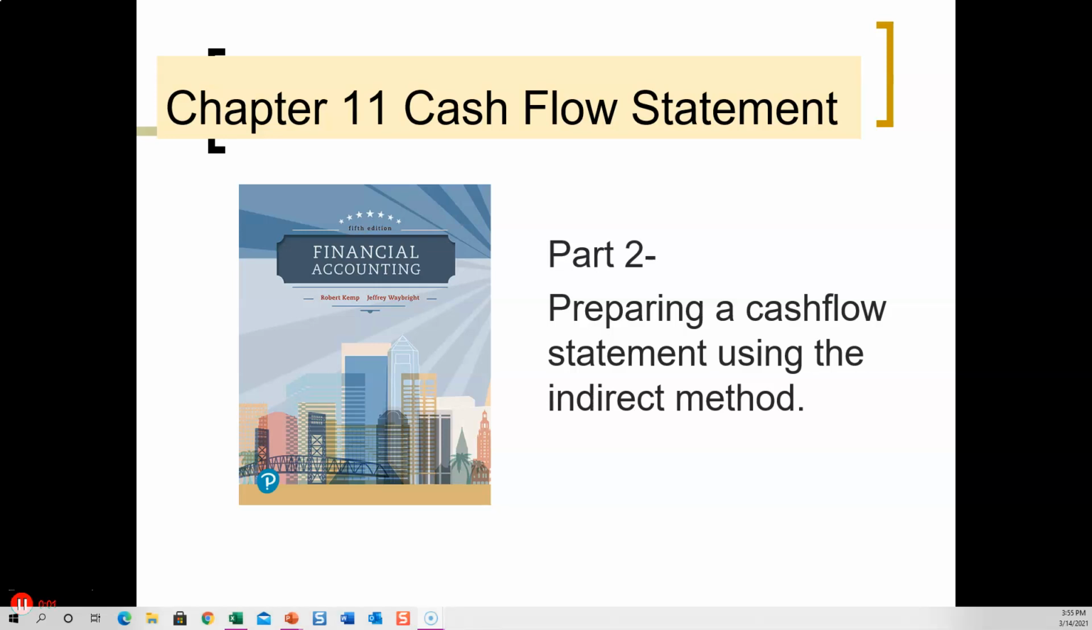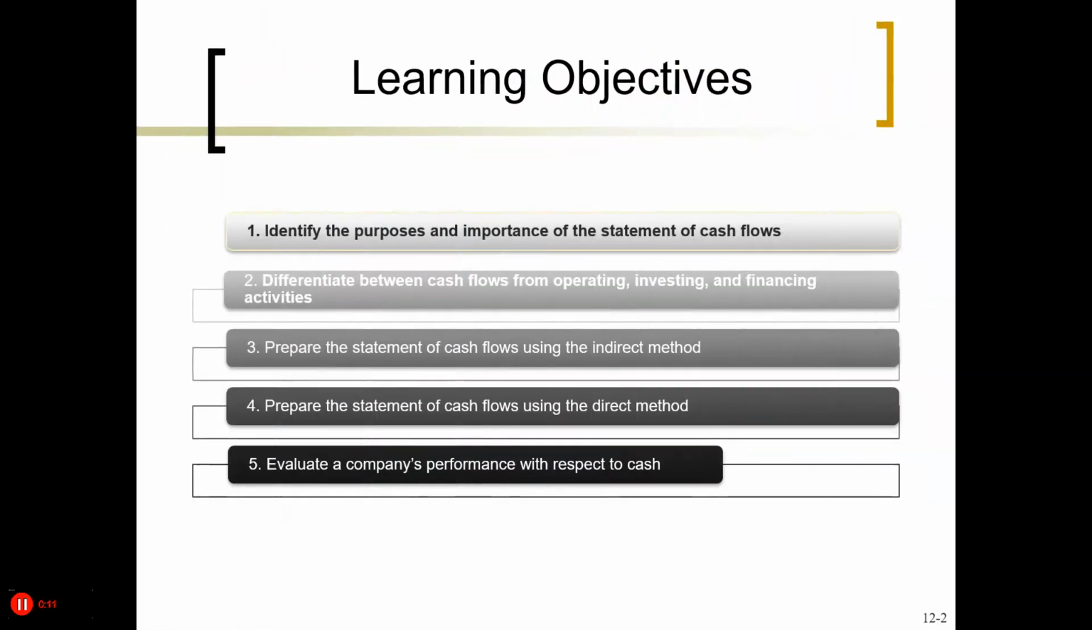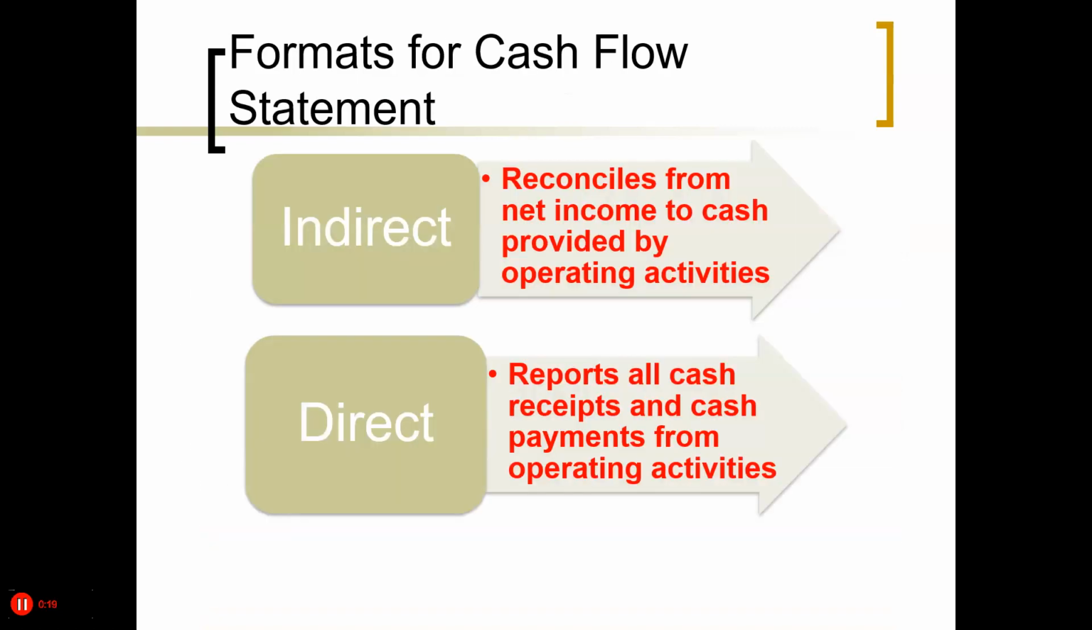Chapter 11, Cash Flow Statement, Part 2. Now we're going to prepare a cash flow statement using the indirect method, which is number 3 on our presentation. Now the indirect method is we reconcile from net income to cash provided by operations.